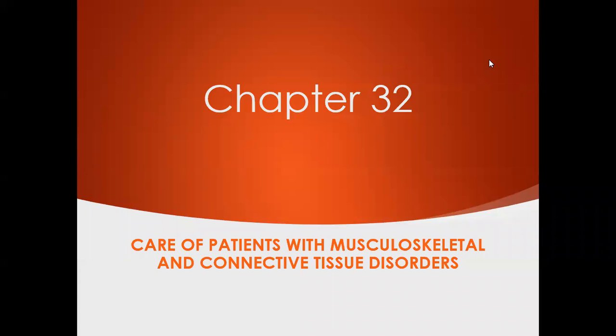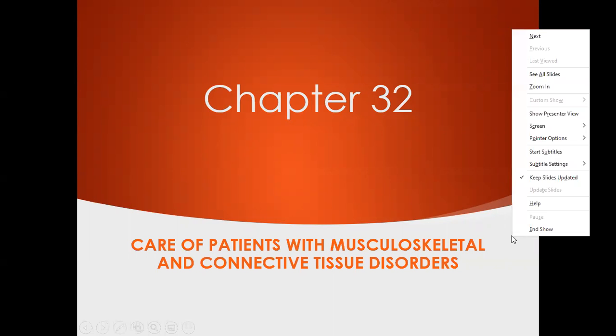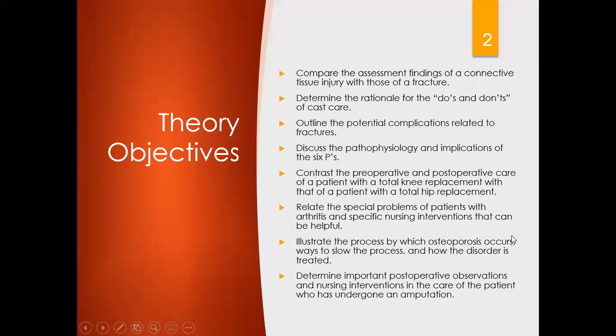Chapter 32, Care of Patients with Musculoskeletal and Connective Tissue Disorders. Theory objectives. Compare the assessment findings of a connective tissue injury with those of a fracture. What would we see with each?